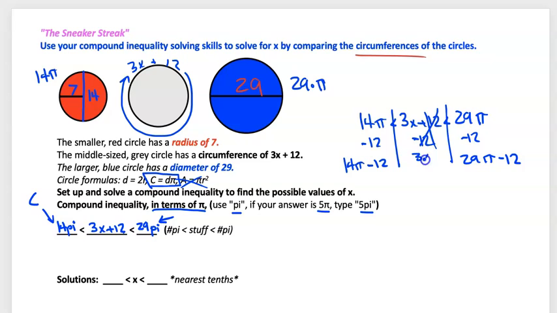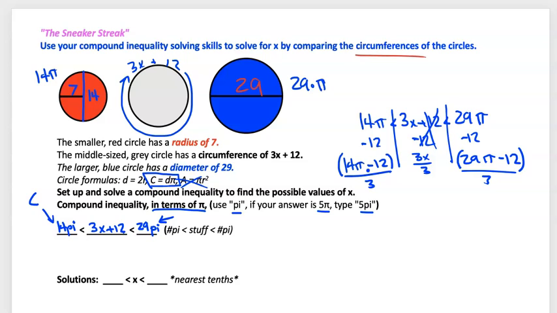Okay, and then the final move is I would divide everything by 3. So what I would actually calculate is 14 pi minus 12 all over 3 to get the most accurate answer possible. Now, it is okay if you do 14 pi minus 12, hit enter, and then divide by 3. Just don't round too soon. If you do 14 pi minus 12 and then round and then divide by 3, you could get an erroneous answer. So I would save all of your calculating until the absolute very end.